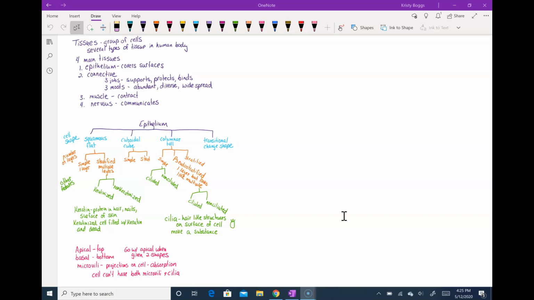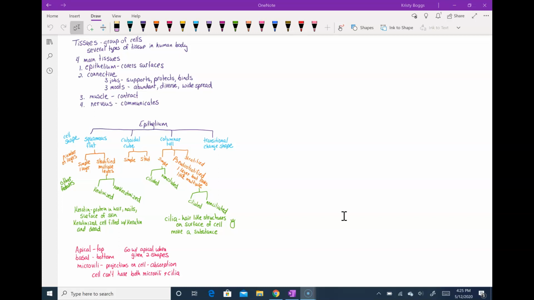So don't mix up microvilli and cilia. Cilia are used to move a substance. Microvilli are used to absorb something. And a cell can't have both. So anytime you're told that a cell has microvilli, you can eliminate that it has cilia.